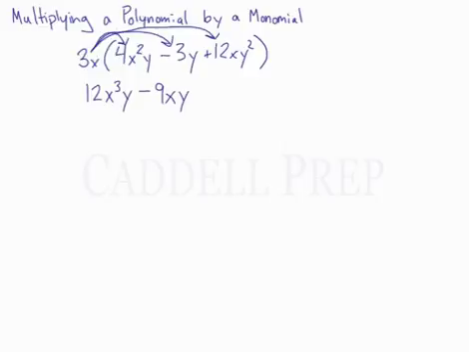And now we'll distribute this to the last term. So we have 3 times 12, positive 36, so plus 36. X times x, x squared. And then we have y squared.